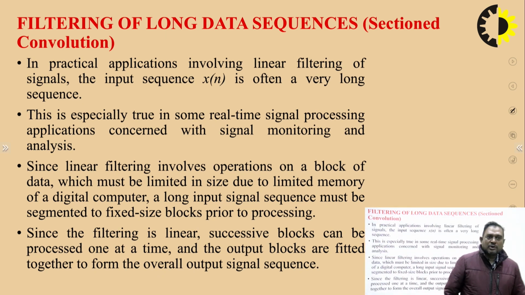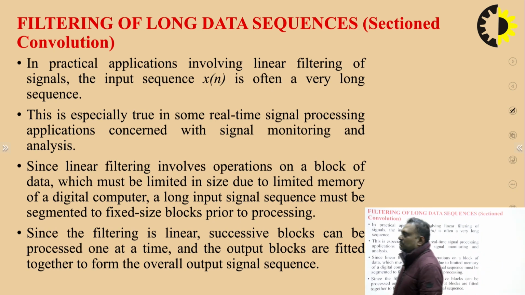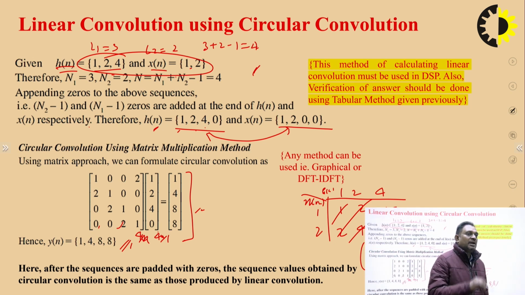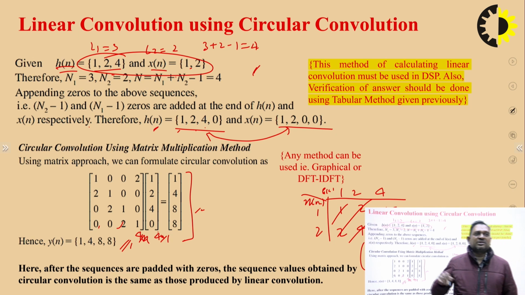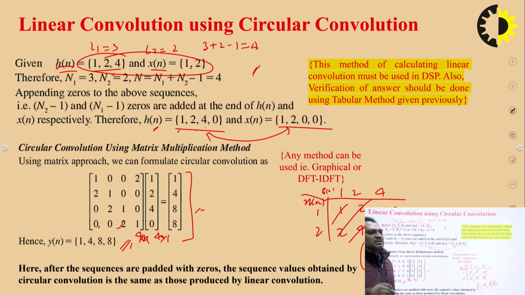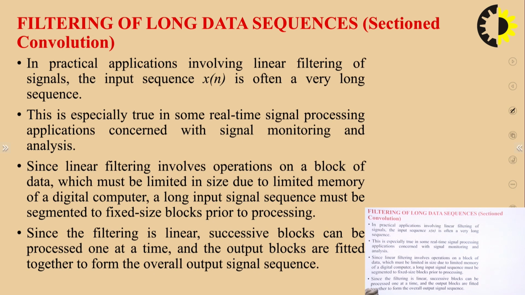Okay, now filtering of long sequences. In the previous case, both sequences are of finite duration, but there is a situation where one of the sequences is of infinite duration. For example, you have a linear filter and the input is coming continuously over it. It means the length of the sequence is either very long or we don't know the length of the sequence. So this topic can be called filtering of long data sequences or sectioned convolution.